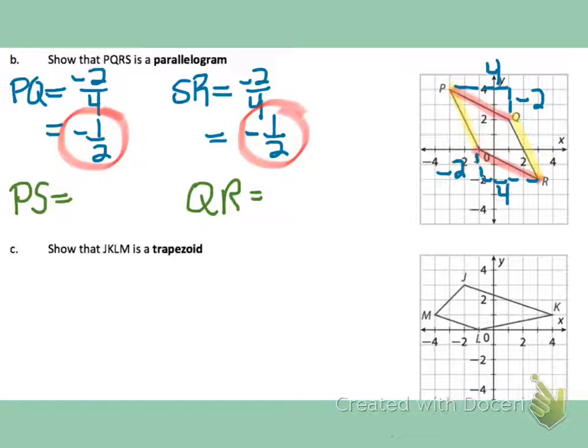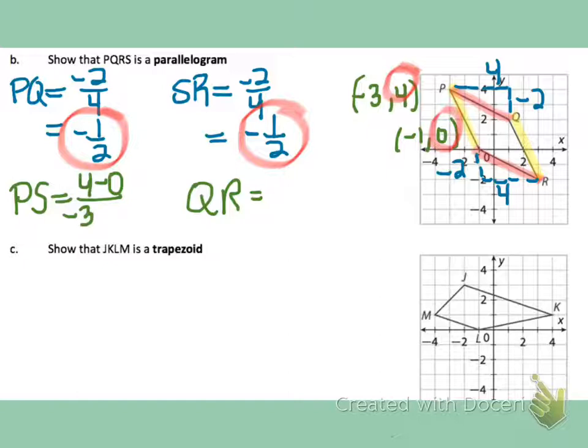So I'll do that on one of them just to practice that again. So P is at -3, 1, 2, 3, 4. So that's -3, 4. And then S is at -1, 0. So calculating the slope, we do y2 minus y1, so that's 4 minus 0. And then on the bottom, we've got x2 minus x1, -3 minus -1, which would be 4 over -2, and that's -2 for a slope.